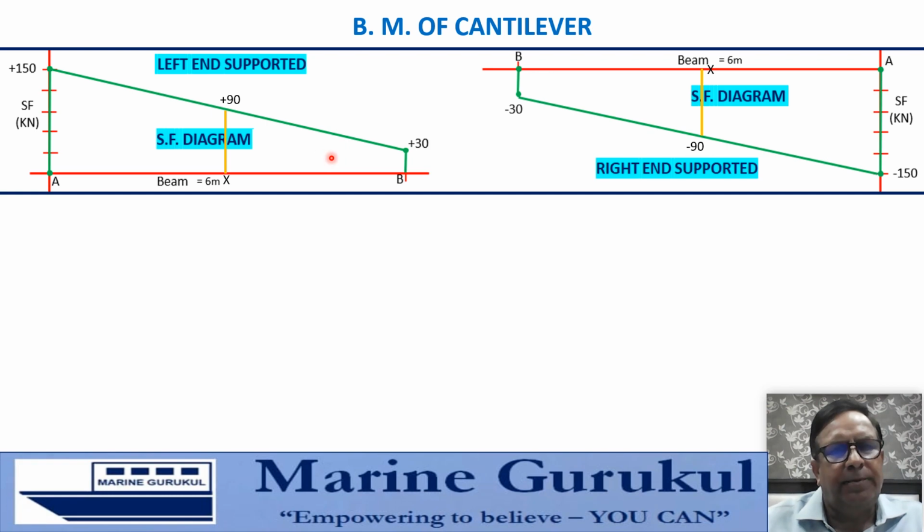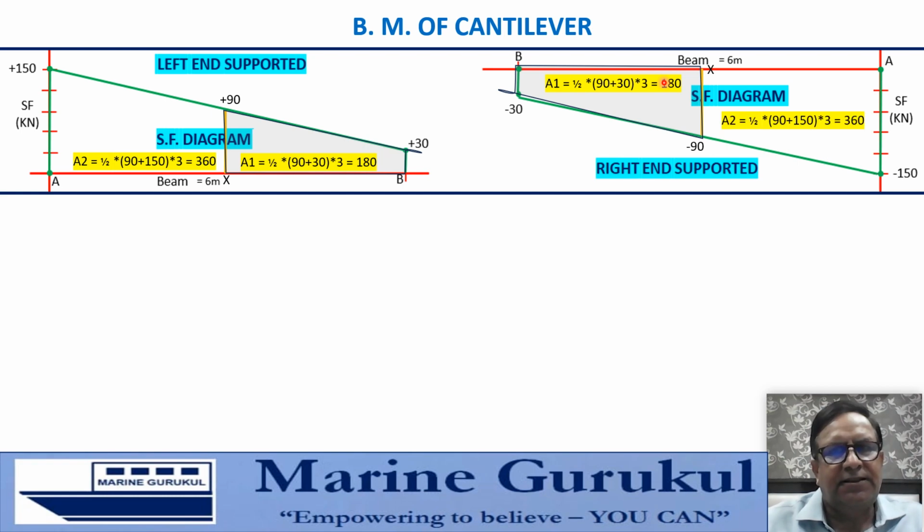To be able to use them swiftly in the tables, we calculate these areas. This area we can call A1. It's the area of the trapezium, half the sum of the parallel sides into the distance between them, that is 180, and this area comes to 360. The area out here, this one would be 180 and this is 360. Now please remember the sign convention. If you integrate the areas under the SF diagram from left going towards right, then positive SF will give you positive BM.